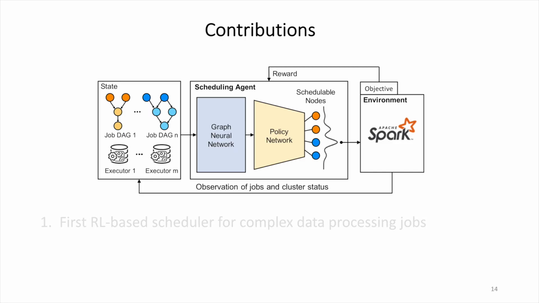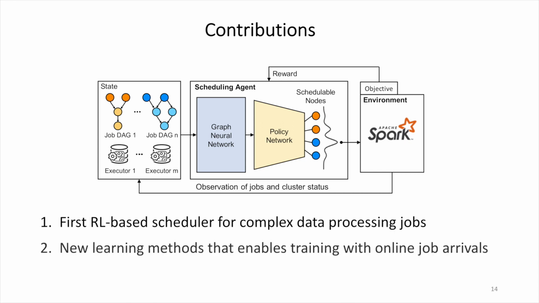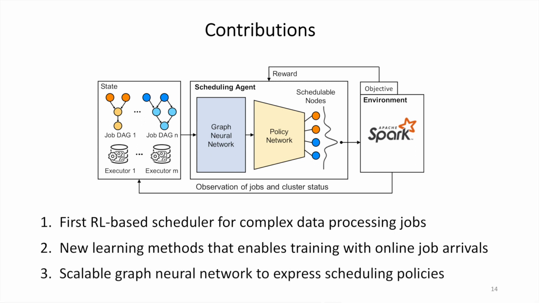Our main contribution with Decima is showing, for the first time, that it's even possible to apply reinforcement learning to cluster schedulers that handle complex data processing jobs. To successfully learn efficient scheduling algorithms in practice, we encountered several challenges. Decima goes beyond just applying off-the-shelf reinforcement learning algorithms. We developed new learning methods that enable reinforcement learning training for online stochastic job arrivals. Moreover, the cluster needs to handle job DAGs with arbitrary shape and size. We therefore developed a special graph neural network that can process this kind of input and use it to express scheduling actions.